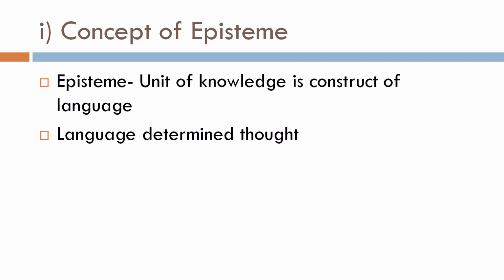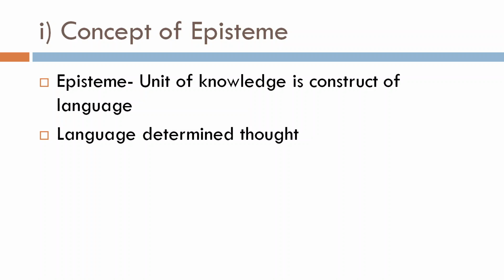Concept of episteme. What is episteme? Episteme means a unit of knowledge, a construct of language. In order to gain knowledge, you need to know the language first, right? One cannot gain knowledge if he or she does not have a basic understanding of language. So in other words, Saussure says that linguistics determines meaning. Language determines thought. That is what he is trying to tell.